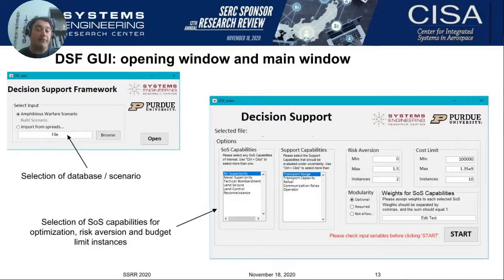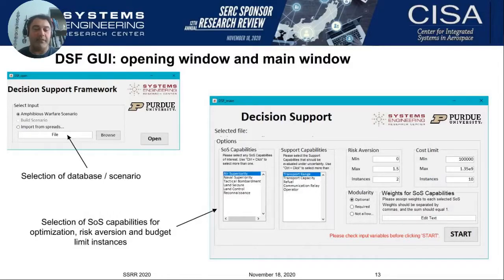We also have a graphic user interface. In the opening window, the user can just select whether to use our case study from our database or create their own scenario. And I will anticipate what I will say later. We are already using this decision support framework in other projects, so we are creating different missions and different databases.